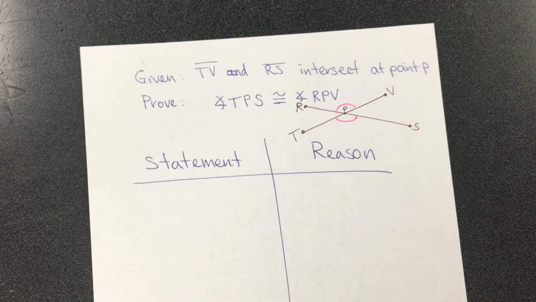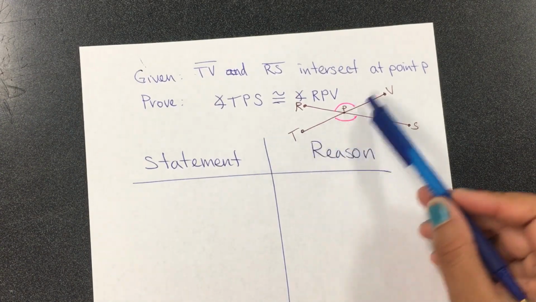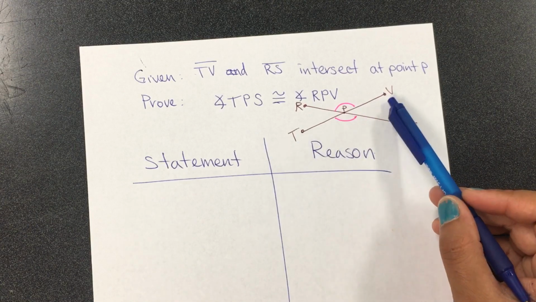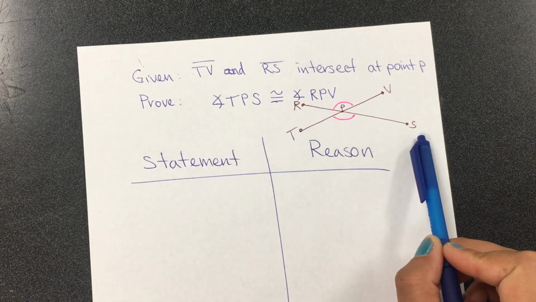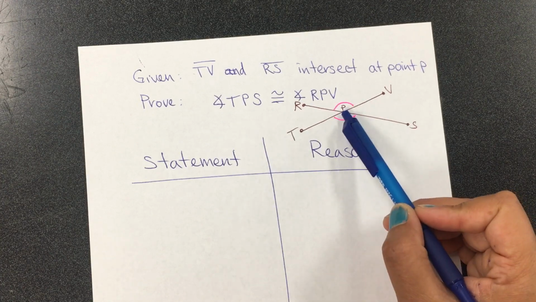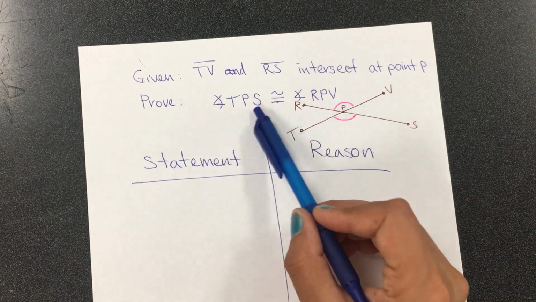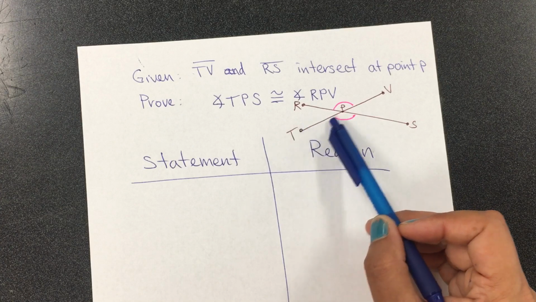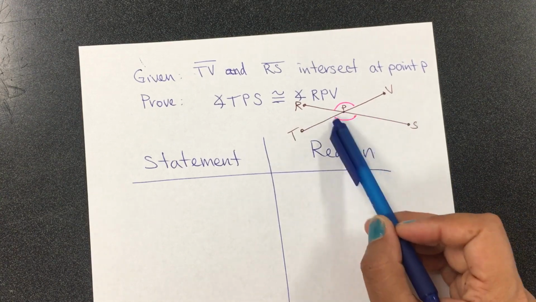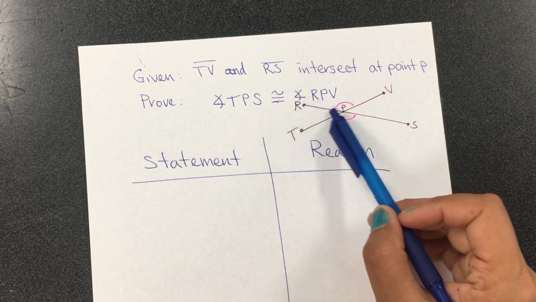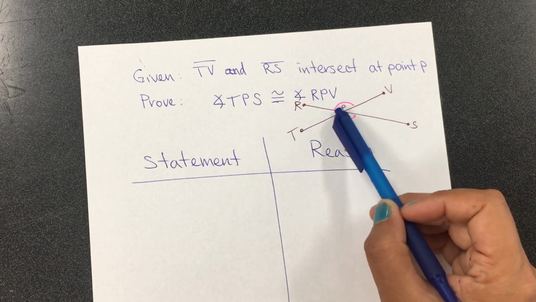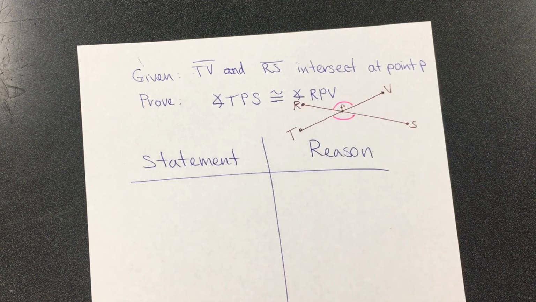In here, it says, given that line segment TV and line segment RS intersect at point P, prove that angle TPS, this angle down here, is congruent to angle RPV, this angle on top, okay?